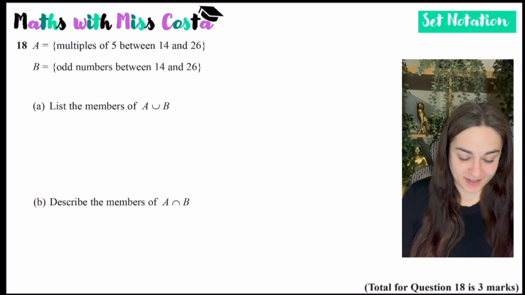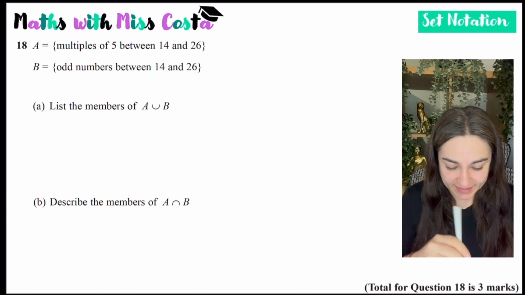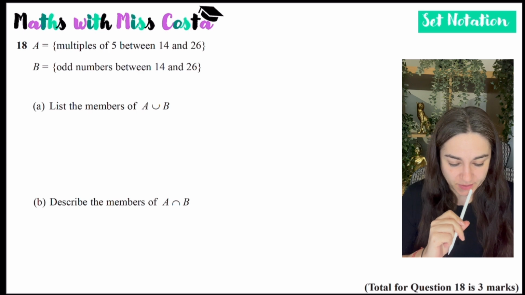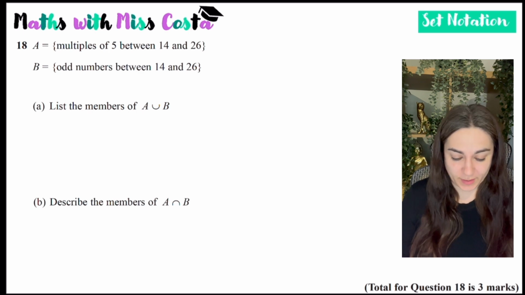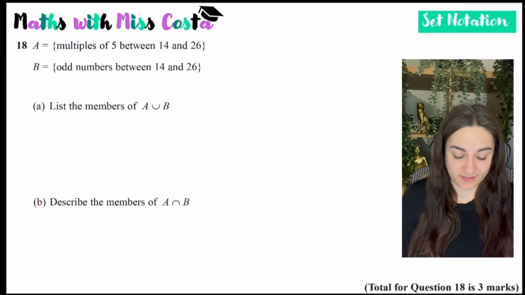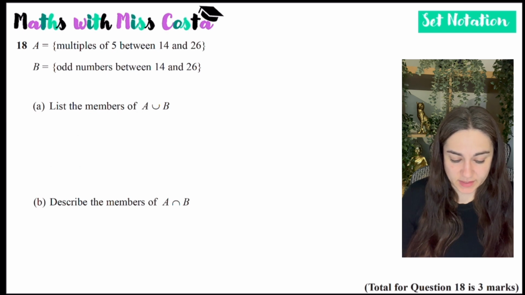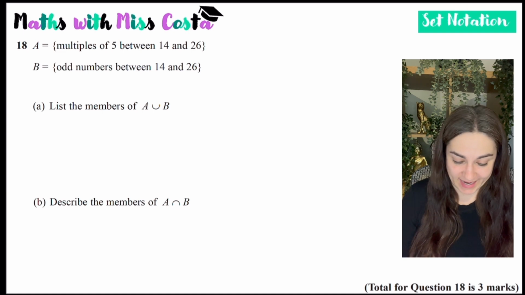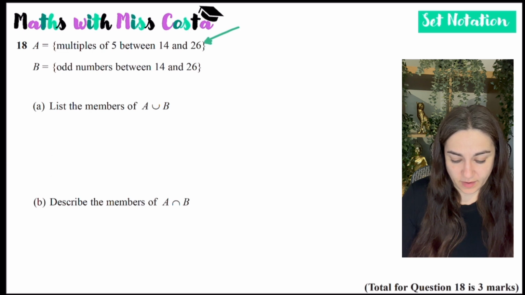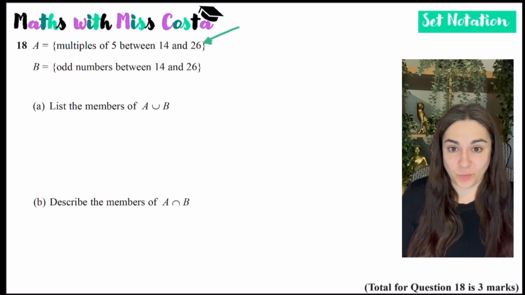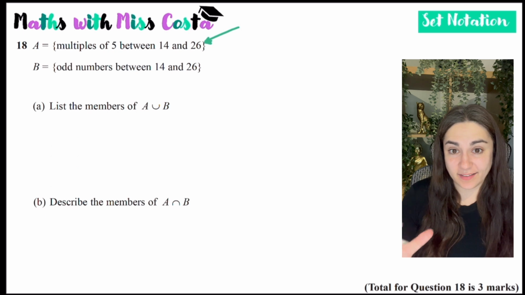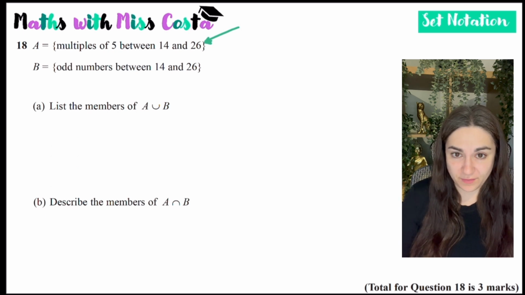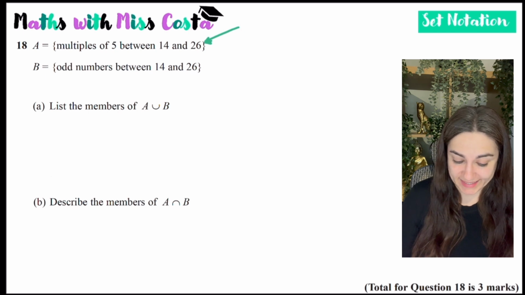Okay, so I realised I accidentally missed question 18, so let's go through that one. So this is a set notation kind of question where there's just a few things that we need to know. So when you've got something like this, it's basically saying that the members, or the things that can exist in set A, these little brackets, they tell you what the conditions are. So for A to be a part of the set A, you need to be a multiple of 5 and a number that's between 14 and 26.